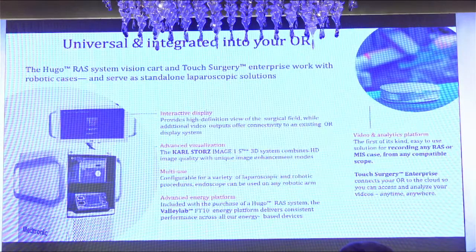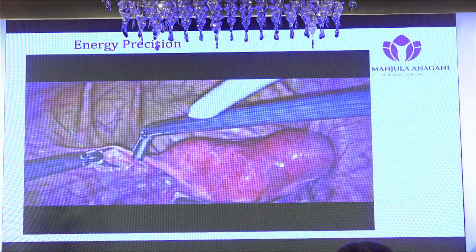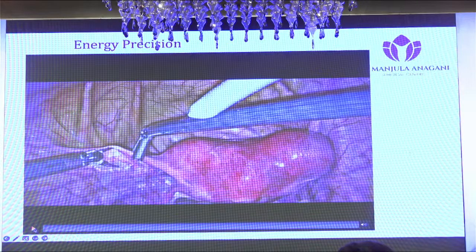So in all of this, the most important is this recording thing, the video and analytics platform, where the Touch Surgery Enterprise is completely AI. It is cloud based, where it connects the OR to the cloud, where it can access and analyze my videos. So how am I going to do? So one video here, let me run it. So Touch Surgery will tell me if I'm doing it the exact way, the energy precision.